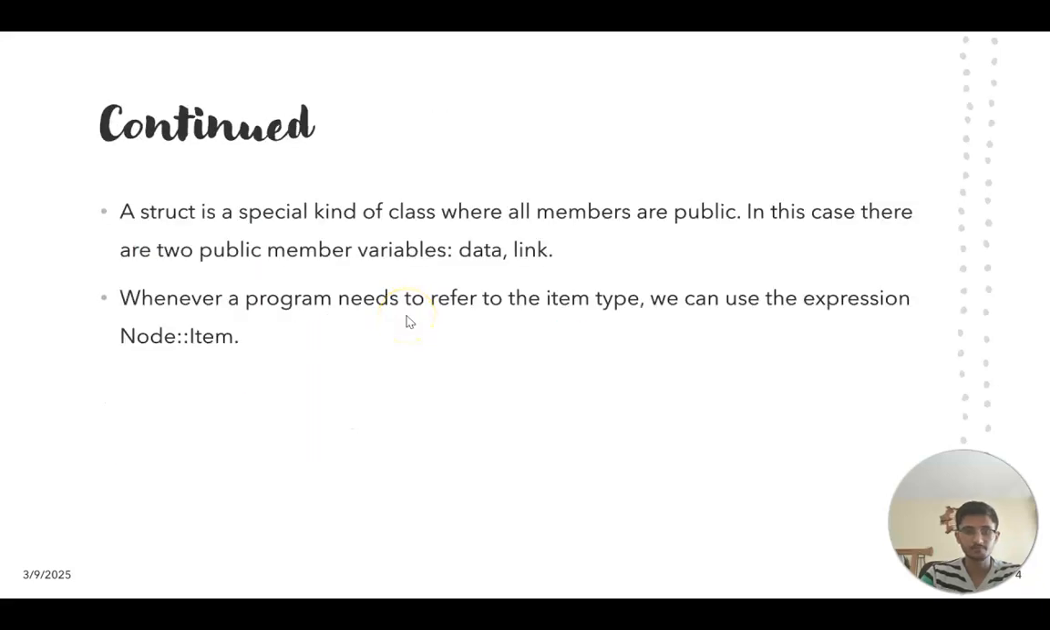which is the link over here. Okay, so a struct is a special kind of class where all the members are public. In this case, there are two public member variables, the data and the link. So whenever a program needs to refer to this item type, we can use the expression node item. Okay?